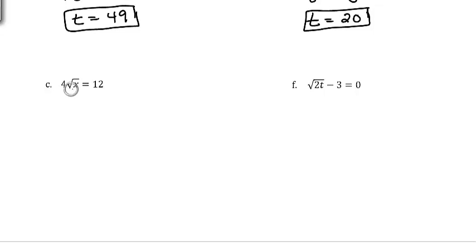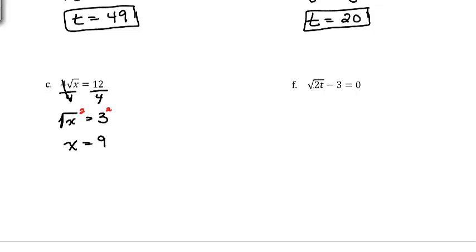Example C, we have 4 times the square root of x equals 12. Again, we need the square root alone, and this square root is not alone right now. It's being multiplied by a 4, so we need to undo that multiplication of 4 first. So divide by 4 on both sides. These 4's cancel, leaving you with the square root of x, and 12 divided by 4 is 3. Then we want to square both sides. The square root and the square cancel each other out, leaving you with x, and 3 squared is 9. Again, you could check this in the original. Square root of 9 is 3, and then multiply by 4, you do get the 12 that we were looking for.